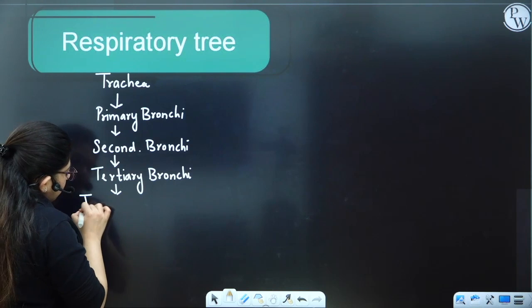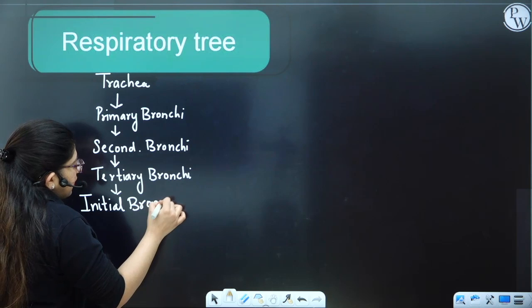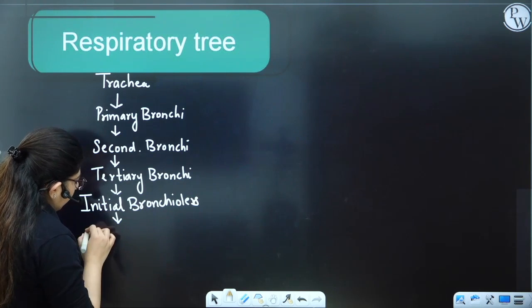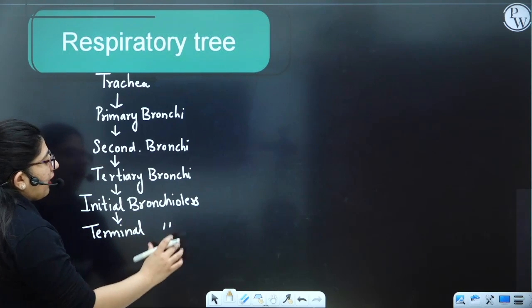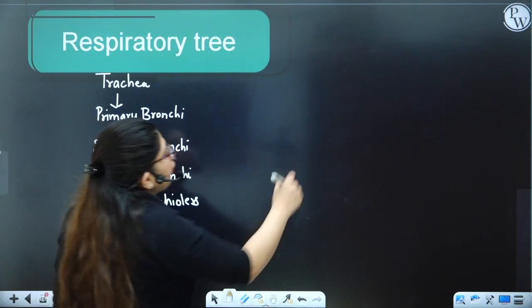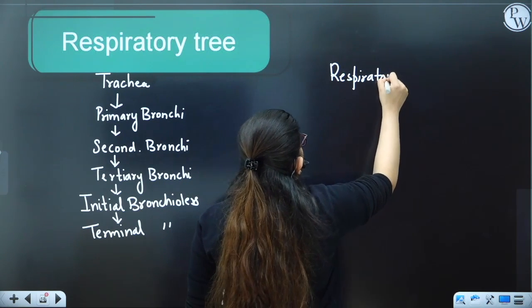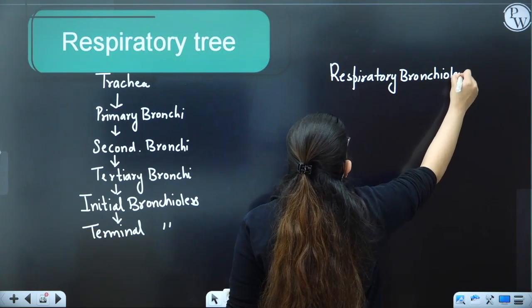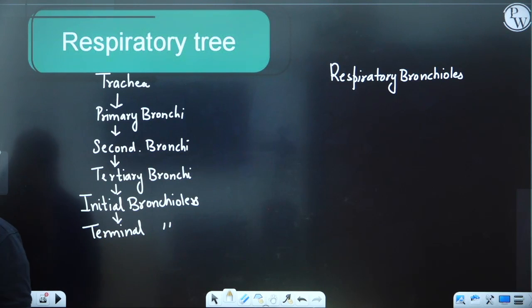From tertiary, we then open into what? To the initial bronchioles. If I talk about bronchi and bronchioles, what is the difference? The bronchioles are a little thinner than the bronchi. Then we have terminal. Initial means starting and terminal means ending. So these are end bronchioles. The terminal bronchiole then opens into respiratory bronchiole, right?